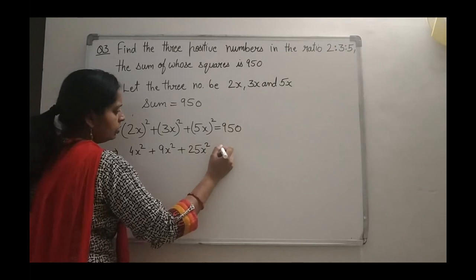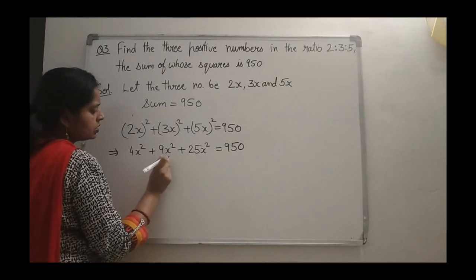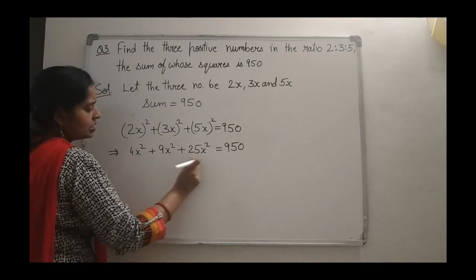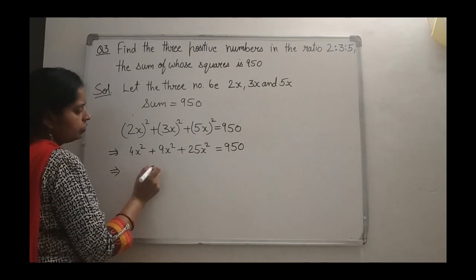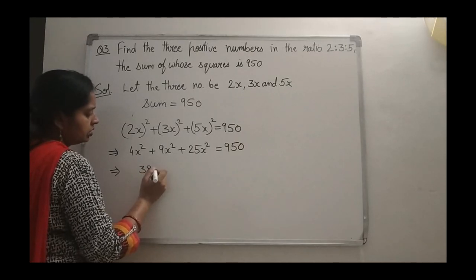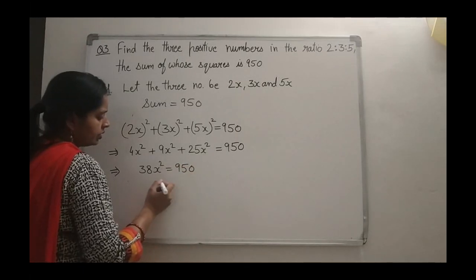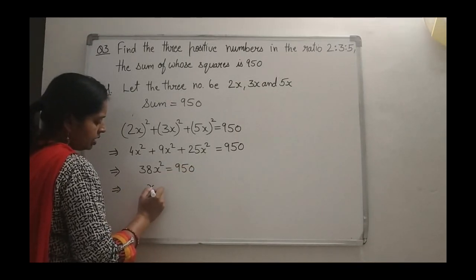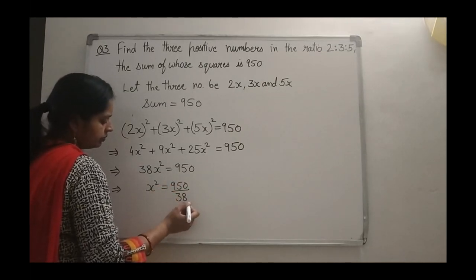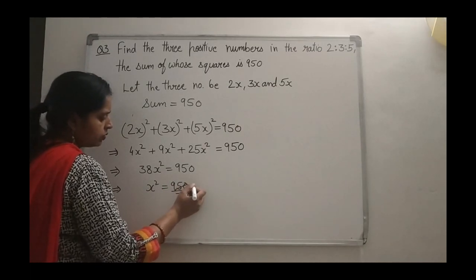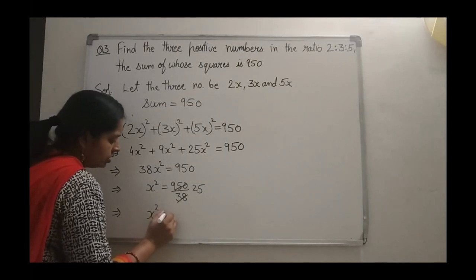We have opened the bracket. Now you can see this is also x square term, this is also x square term, and this is also x square term. Means these are like terms, and like terms get added. So 4 plus 9 plus 25 will give you how much? 38. 38x square is equal to 950, which implies x square is equal to 950 divided by 38. And when you divide, you will get how much? 25. Which implies x square is equal to 25.